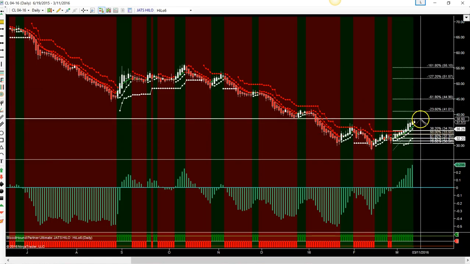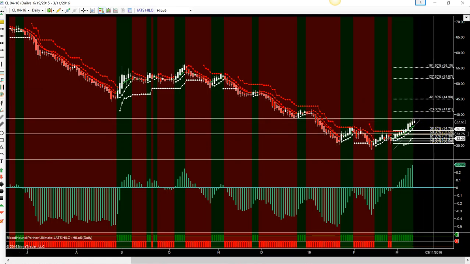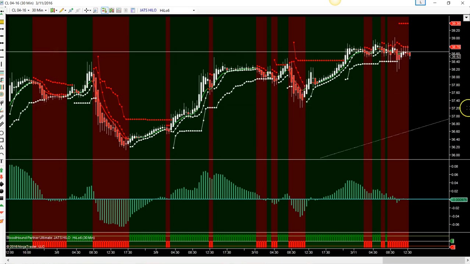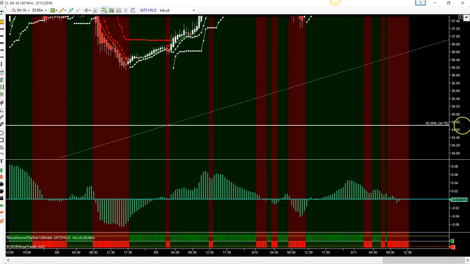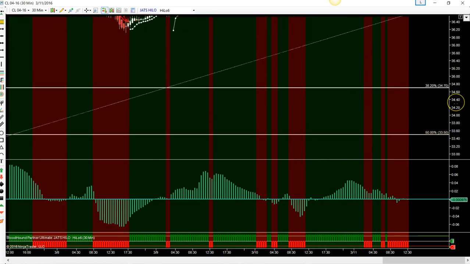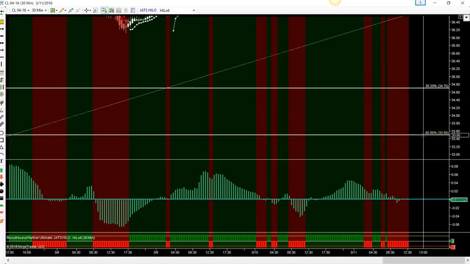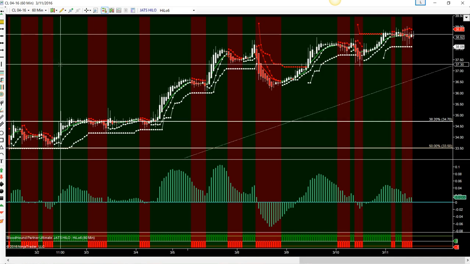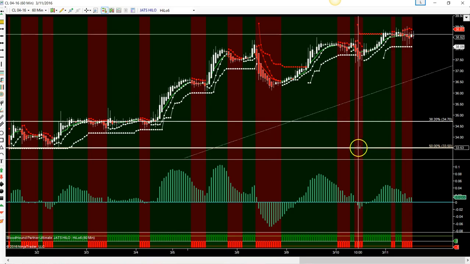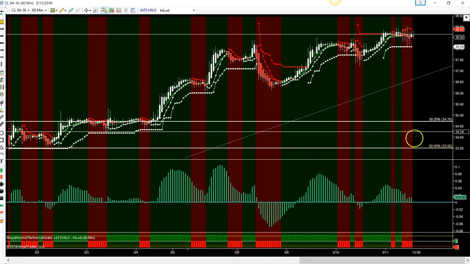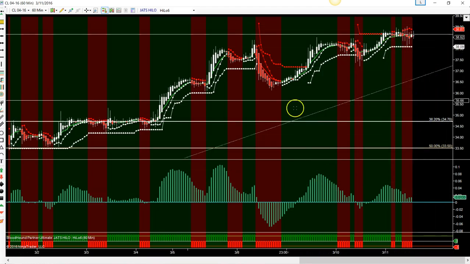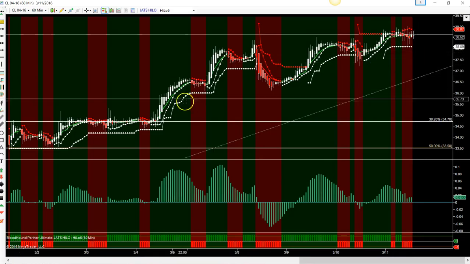33.50. That's a long way down, isn't it? Right here, 34.70, 33.50 way down here, the 50%. So that's a lot of real estate to recover, to get back into a trend on your chart.